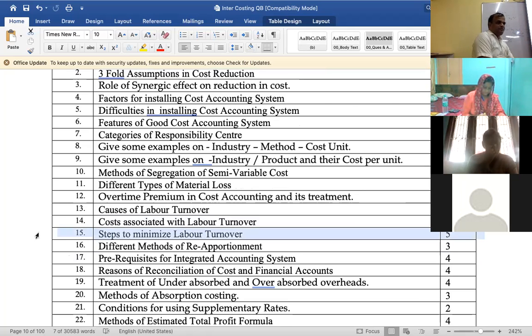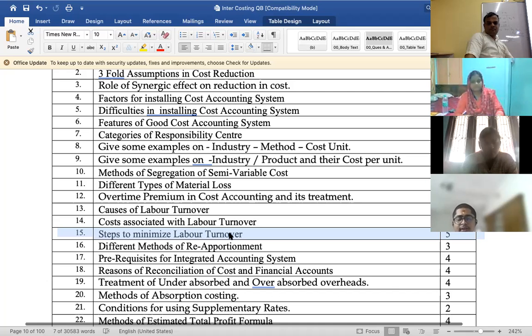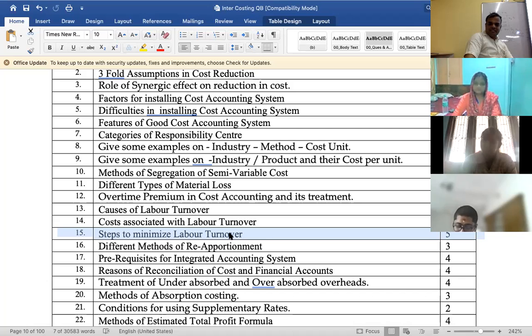How to minimize the labor turnover? Zoom students are not answering. What happened? Zoom students, kindly respond. What are the 5 steps to minimize labor turnover? Exit interview, job analysis, scientific system of recruitment, enlightened attitude of management, use of committee.